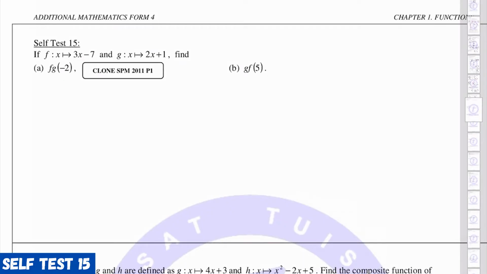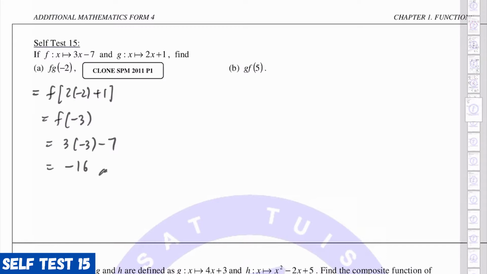Okay, not difficult, right? Example 15. So fg(negative 2) means I'm going to put negative 2 inside g. So I put 2 times negative 2 plus 1. This is negative 4 plus 1, which is negative 3. Whatever I get, I'm going to put inside f. So it looks something like this: 3 times negative 3 minus 7, which is minus 9 minus 7, which is minus 16.